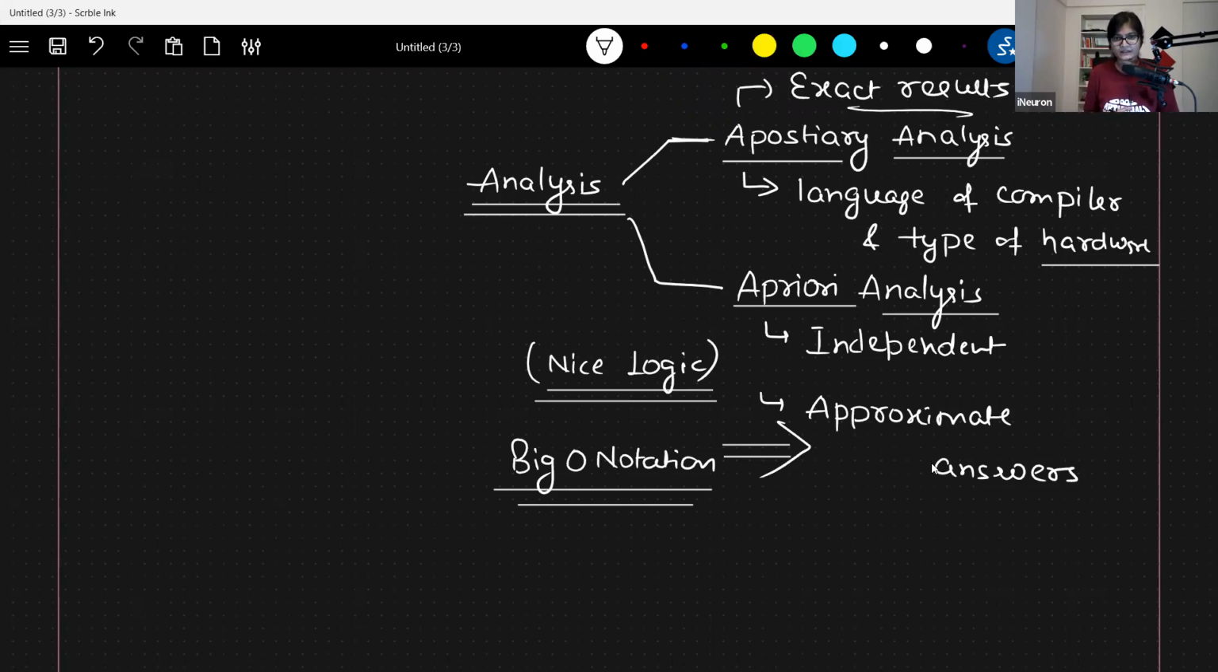That's it. So if in future someone asks you which analysis you are doing here, your answer should be a priori analysis. Why? Because it is independent of the language, the compiler and the type of hardware. Whether I implement it in any language or on any machine, if my logic is good, it will produce a nice result. If my logic is bad, it will produce a bad result. How can you generate those approximate answers using the logic? With the help of a notation called big O notation.